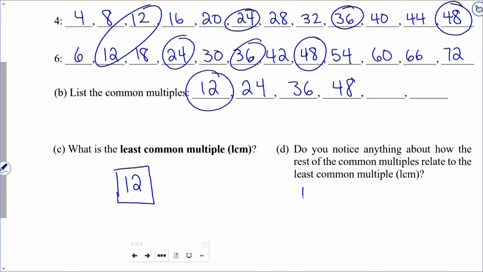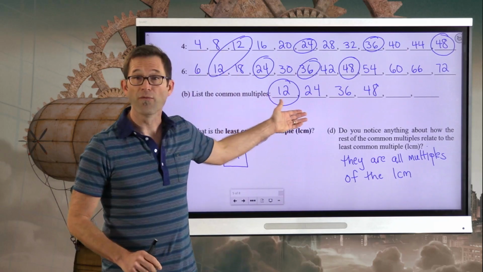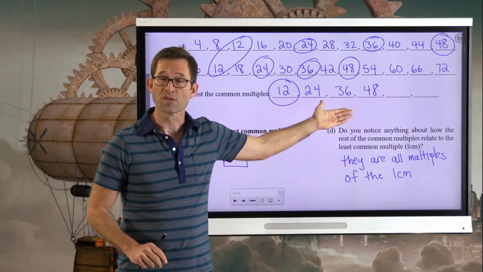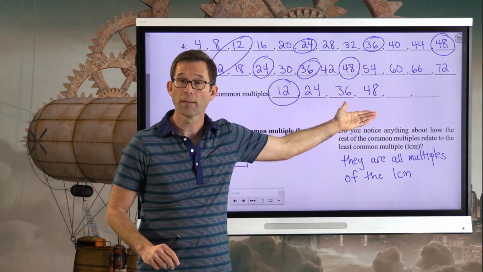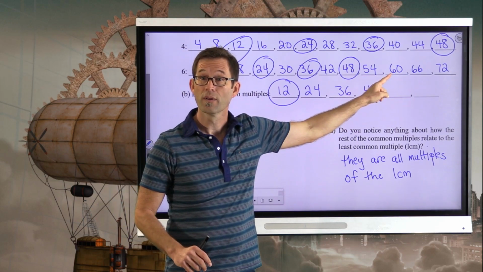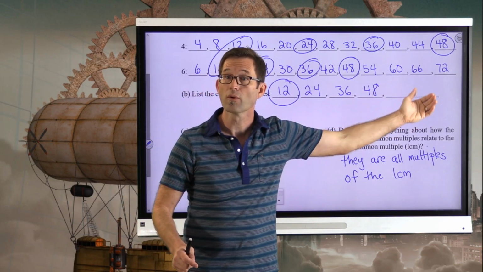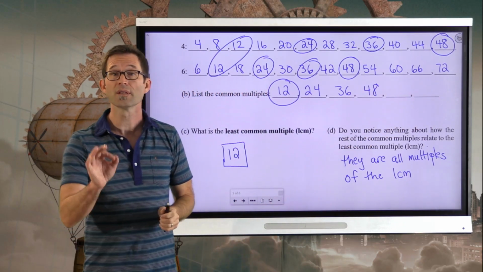So they are all multiples of the LCM, right? 24 is 2 times 12, 36 is 3 times 12, 48 is 4 times 12. The next common multiple would have been the number 60, right? Because it would be 5 times 12. And then the next one after that would have actually been the 72, 6 times 12.